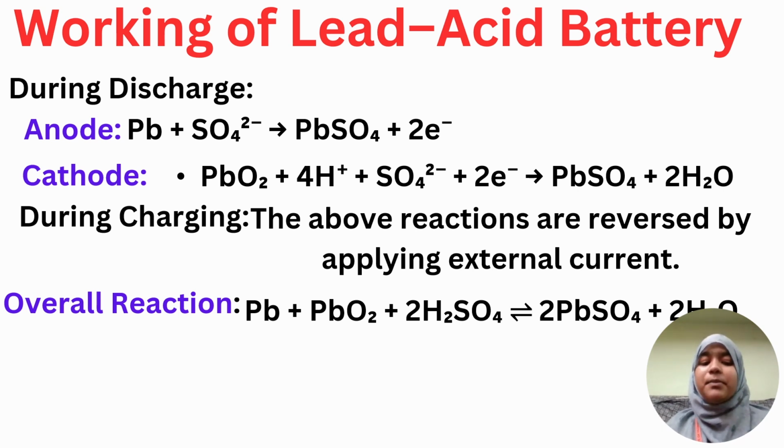Here at the anode, Pb plus SO4 2- gives rise to PbSO4 plus 2 electrons. At the cathode, PbO2 plus 4H+ plus SO4 2- plus 2 electrons gives rise to PbSO4 plus 2H2O. The overall reaction is Pb plus PbO2 plus 2H2SO4 gives rise to 2PbSO4 plus 2H2O.